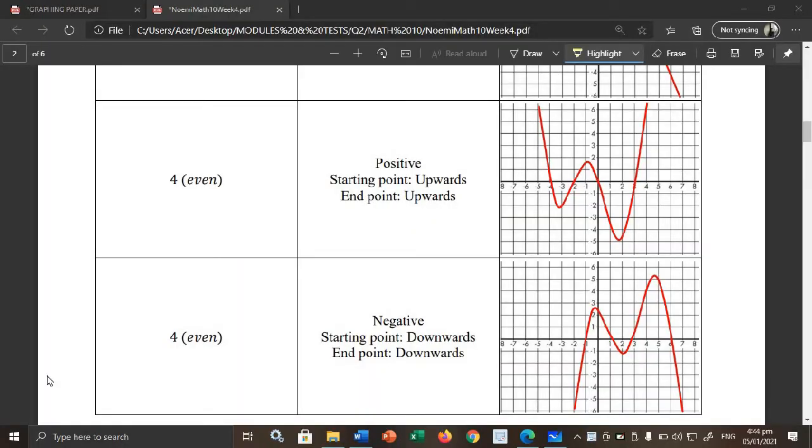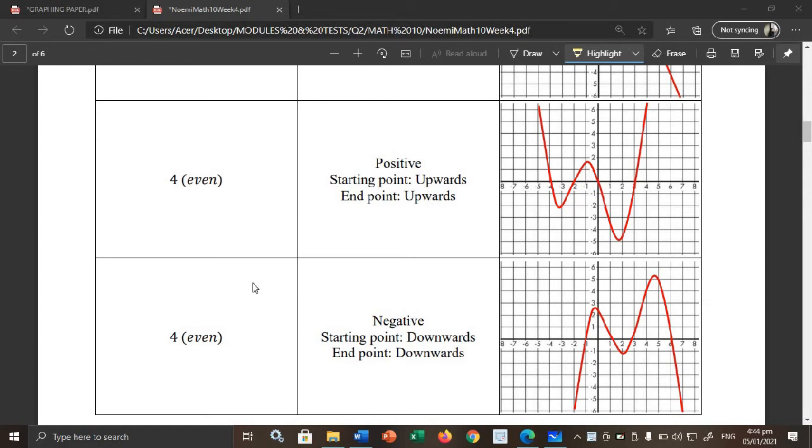Next is sketching the graph of a fourth degree function. But then, we need to look for the characteristic of the graph first. So, this is a fourth degree function. And, of course, 4 is an even number. And let's say the sign of the leading coefficient is positive. So, the graph or the starting point of the graph is upwards. And then the end point should be upwards also. Okay, so upwards, upwards.